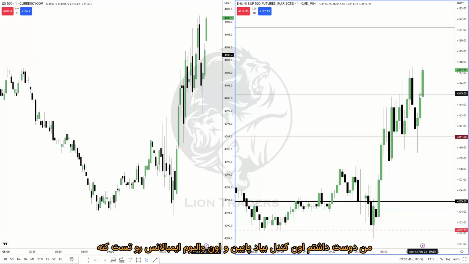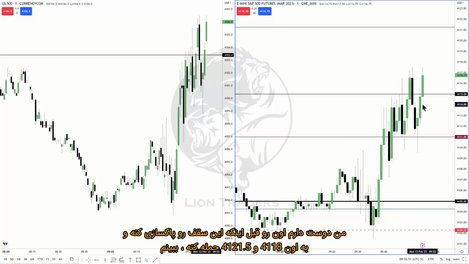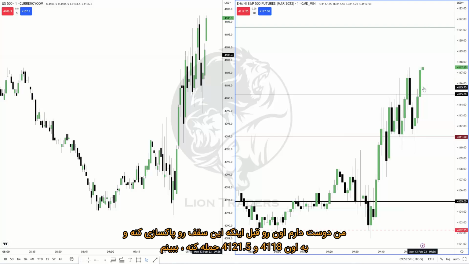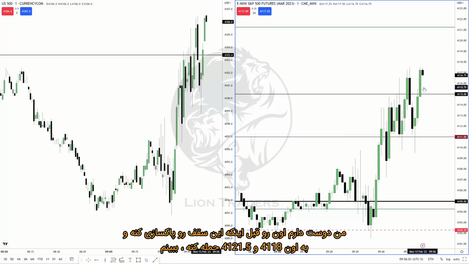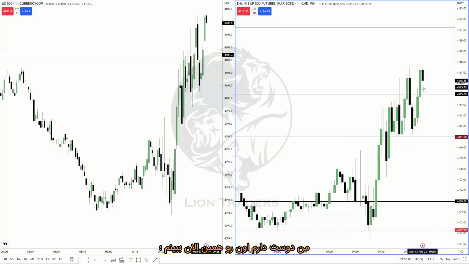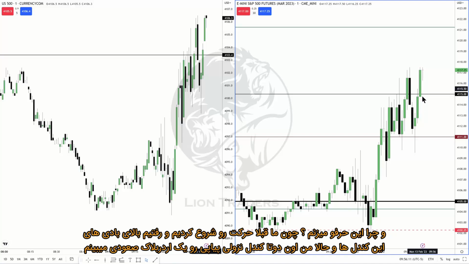I would have liked to see that candle come down, touch the volume imbalance. That would have been nice to see that before taking out this high, and then rip into 41.18, 41.21 and a half. I wouldn't want to see it now. Why am I saying that? Because we've already started the run and we went above the bodies of these candles.